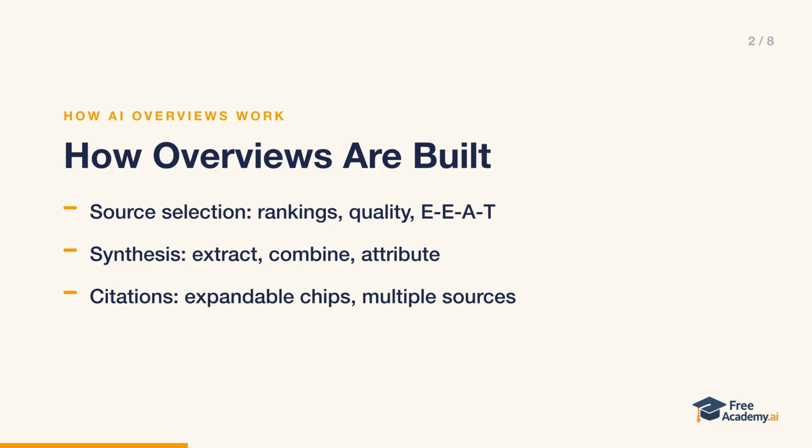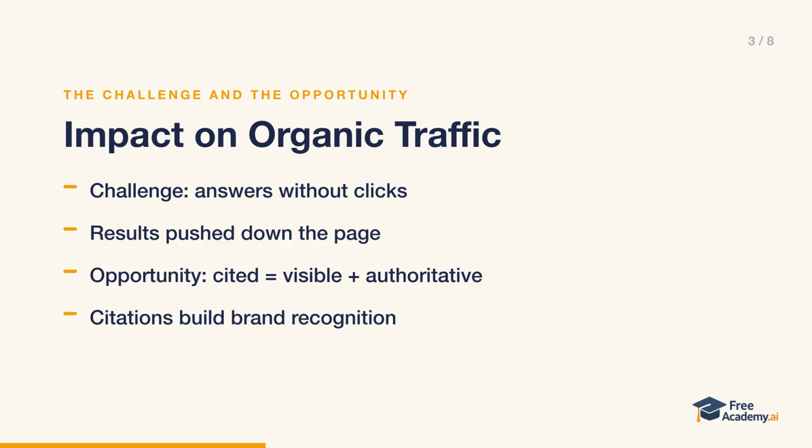Third, citation display. Sources show up as expandable citation chips with links to the original content, and a single overview usually cites multiple sources. That last part matters for you because it means there are several citation slots to compete for, not just one. AI overviews cut both ways for your organic traffic.